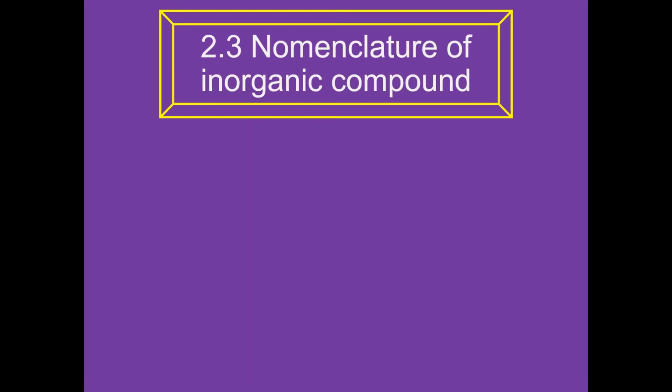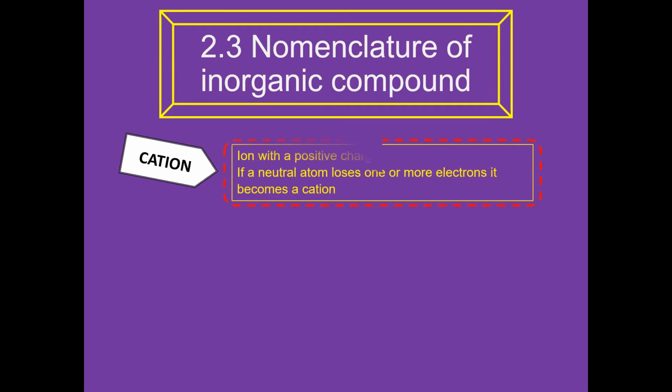2.3 Nomenclature of inorganic compounds. First, we see the definition of cation. Cation: ion with a positive charge. If a neutral atom loses one or more electrons, it becomes a cation.